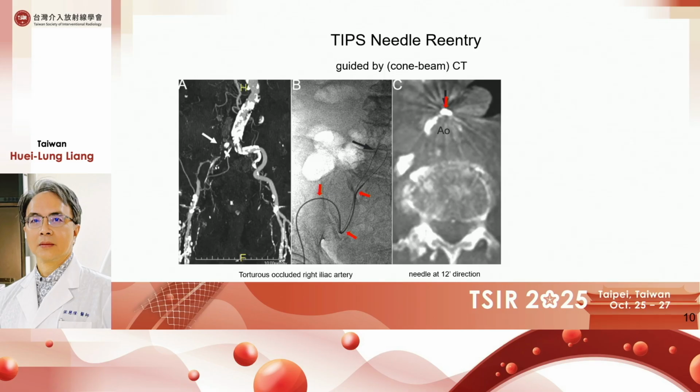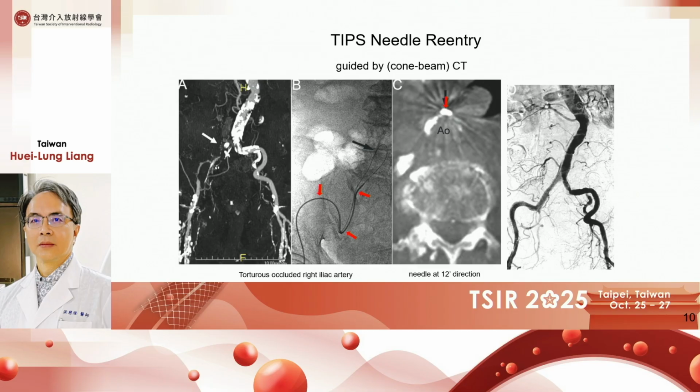Even in a very tortuous iliac artery, this technique can be applied successfully, as in this patient. The tip needle was at 12 o'clock direction of the abdominal aorta. Then we push forward the needle tip toward the 6 o'clock direction with successful reentry. The full restoration of the right iliac arterial flow could be accomplished in around 15 minutes.